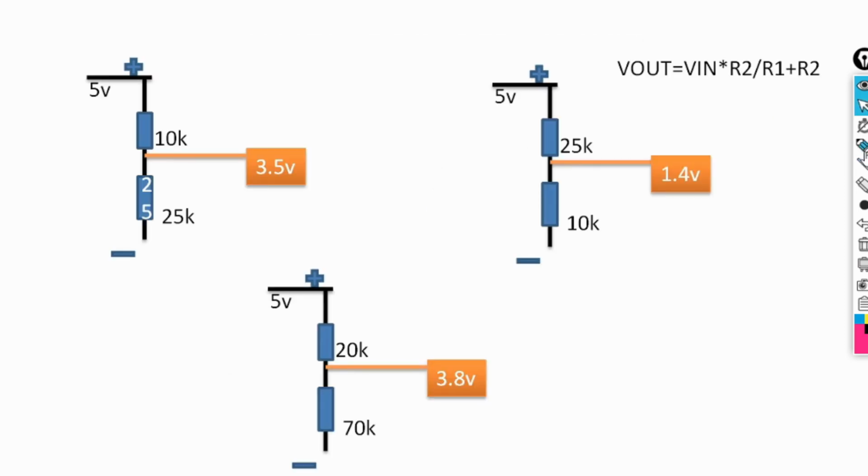Next, in this picture you have seen 3 types of divider circuit with different resistance values. Before, we saw the same resistance value, and the output was half. There are 3 types of divider circuit with different resistance values and different results. Overall the input will be the same 5 volt, but because the resistance values are different, the output results will also be different.